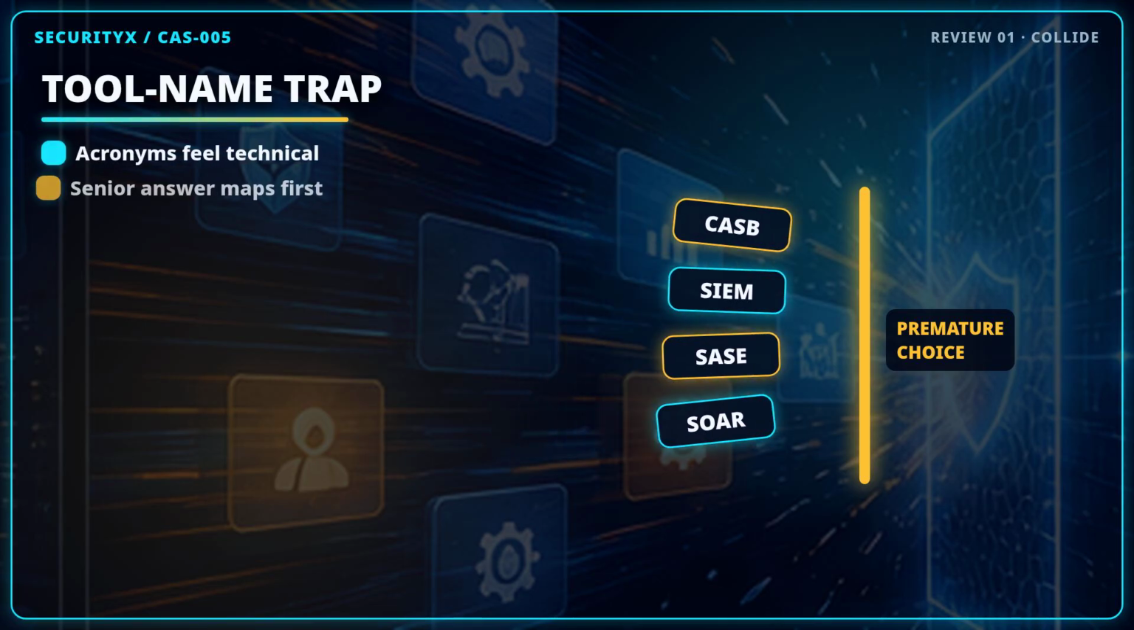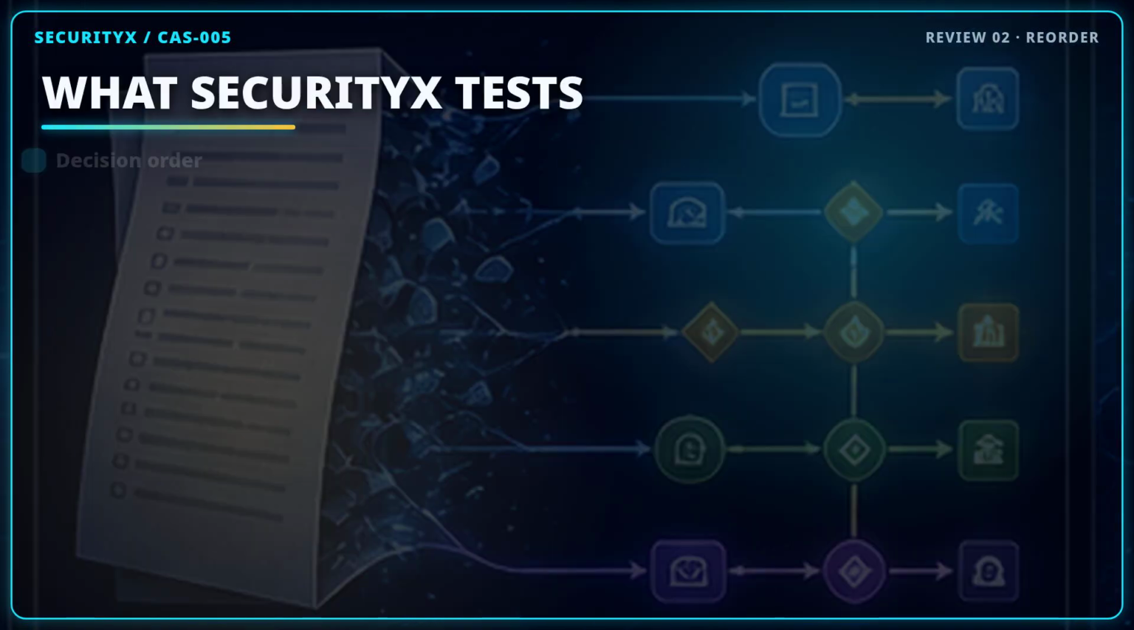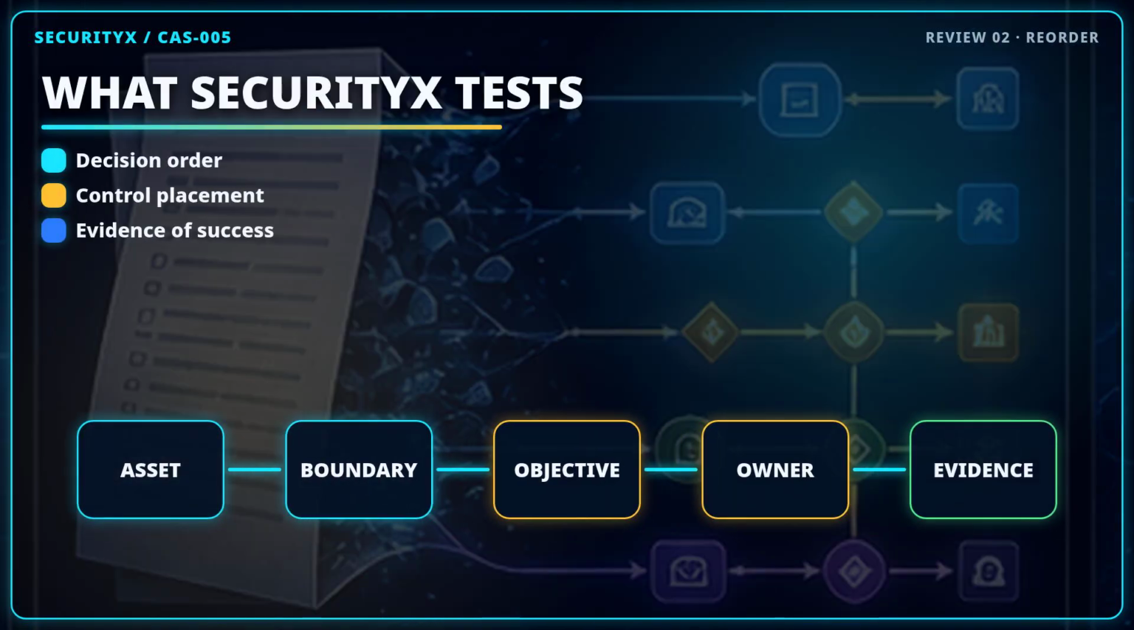A SecurityX scenario gives you a cloud data leakage problem. The answers include CASB, SIEM, SASE, and map the data flow first. The tool names feel more technical, but the senior answer usually starts with the architecture decision, not the product acronym. SecurityX is not just asking whether you recognize a tool. It is testing decision order.